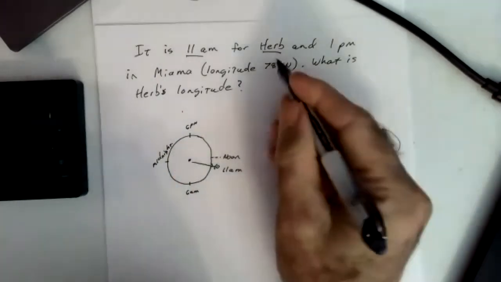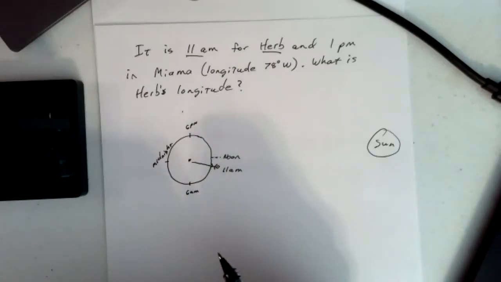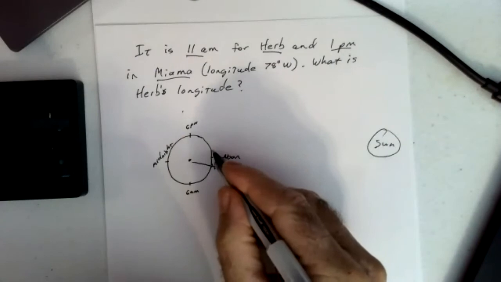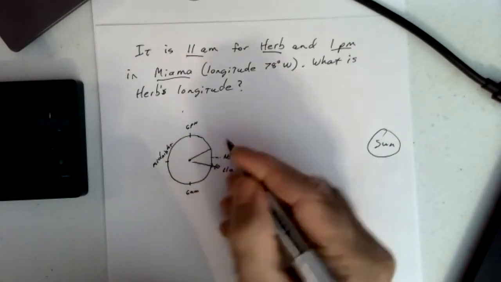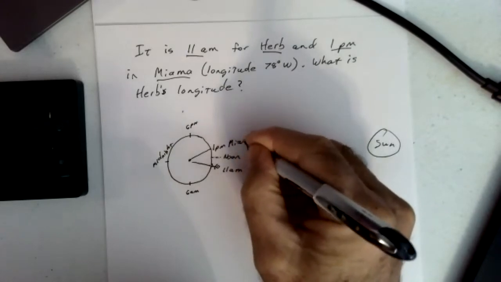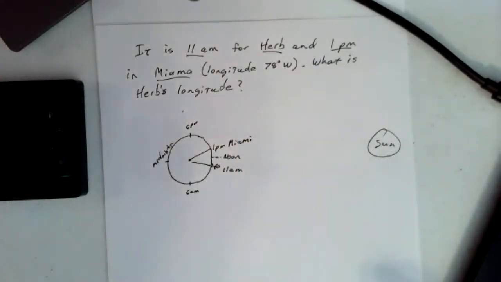Okay, so now I got Herb on the diagram at his right spot. And then it's 1 p.m. in Miami. So I'm going to say, oh, noon, I'm going to go up 15 degrees. That's where 1 p.m. is. This is Miami. So far, so good?